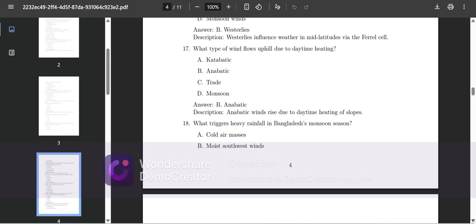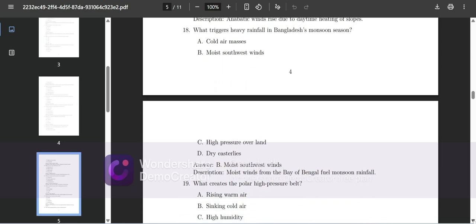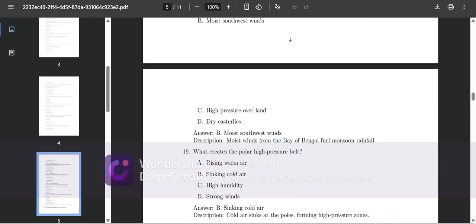What type of wind flows uphill due to daytime heating? Anabatic. Anabatic winds rise due to daytime heating of slopes. What triggers heavy rainfall in Bangladesh's monsoon season? Moist southwest winds. Moist winds from the Bay of Bengal fuel monsoon rainfall.